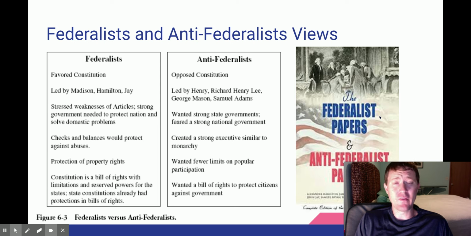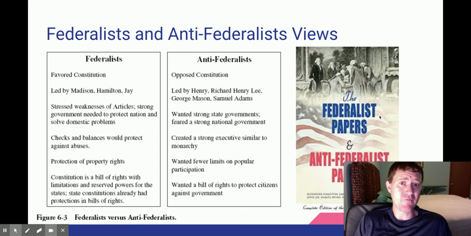Anti-Federalists are going to argue that this is too much power. They don't trust this new Constitution. Many of them like the Articles of Confederation. They would rather defer to smaller governments like their state governments. And they don't trust an executive that they could compare to a tyrannical king like we just got out of the war with England. So they don't really trust what's happening with the Constitution.